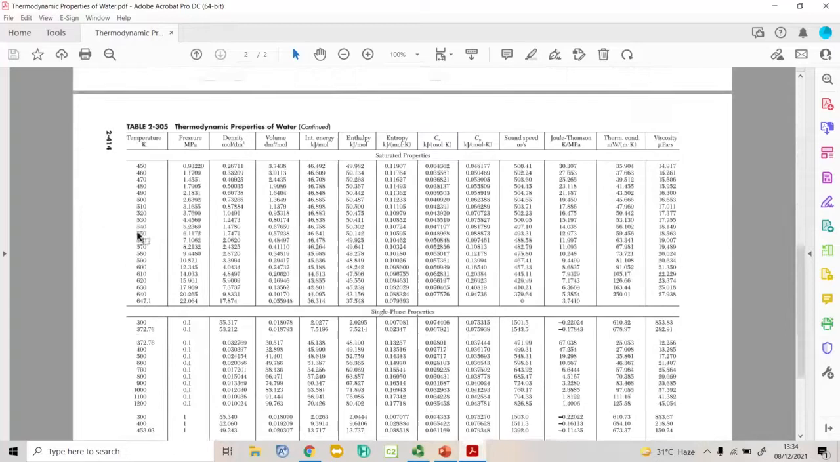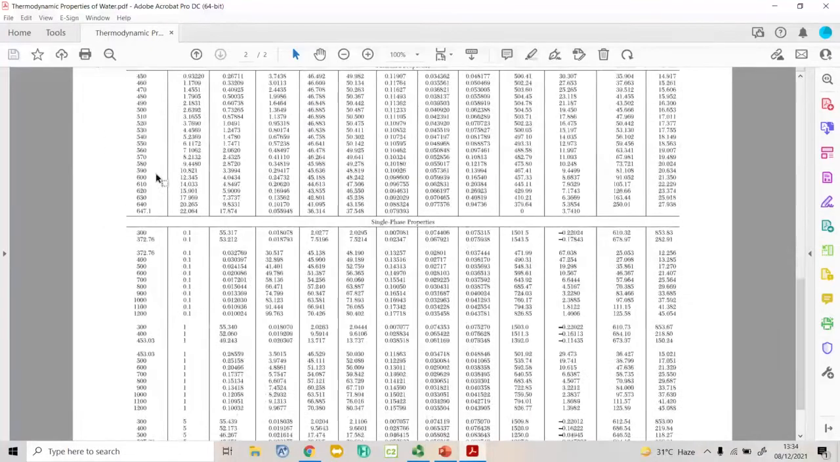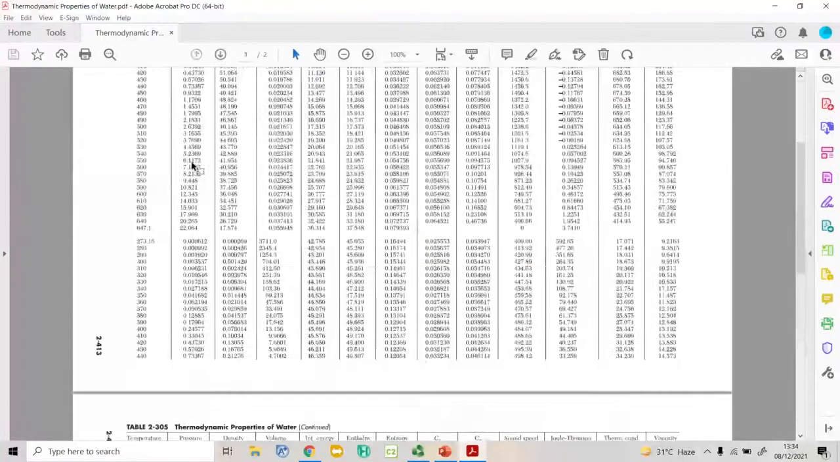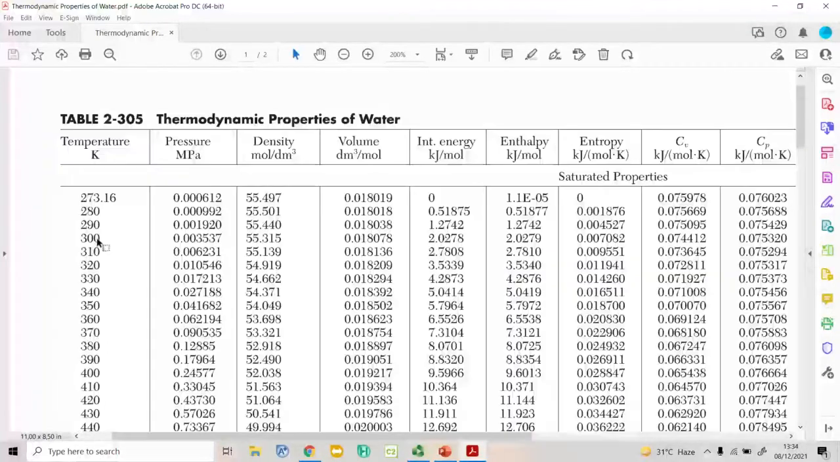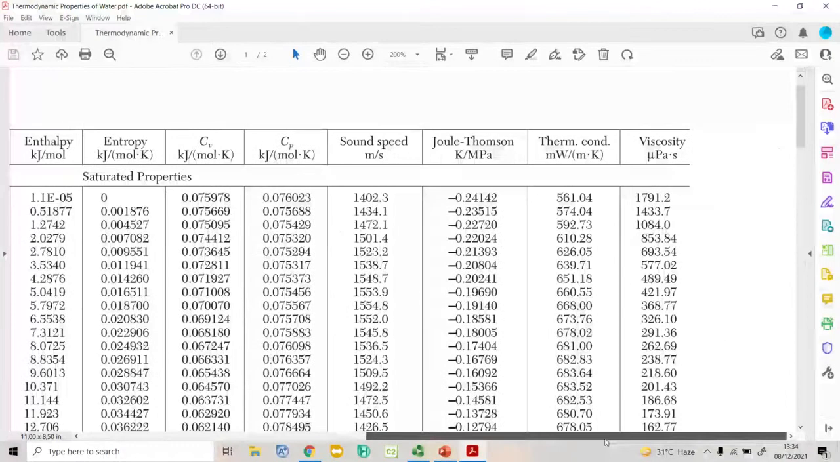The table 2-305 is for the superheated liquid and for the superheated vapor. We're going to determine the viscosity here in the saturated liquid. So just look for the 290 Kelvin and 300 Kelvin. Between these numbers, we are going to interpolate 295.15. If you look into the right side, we have here the viscosity, which is in micropascal seconds.